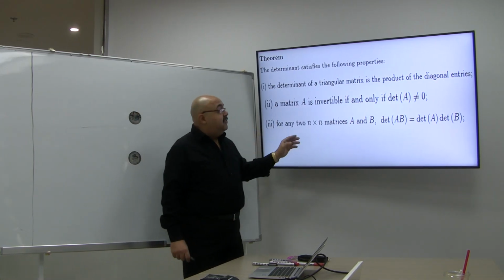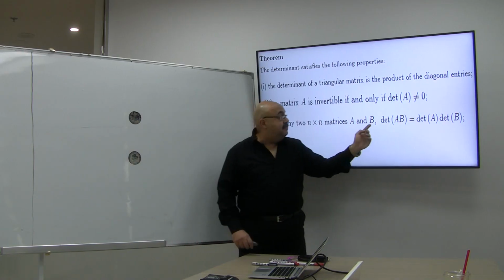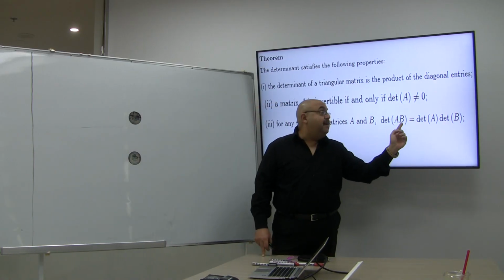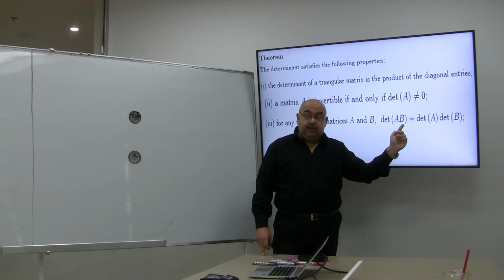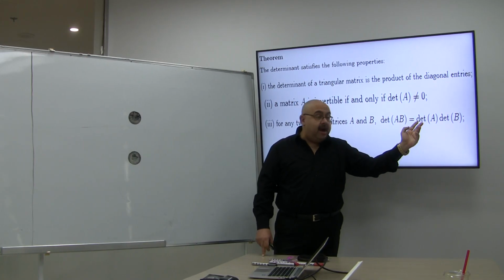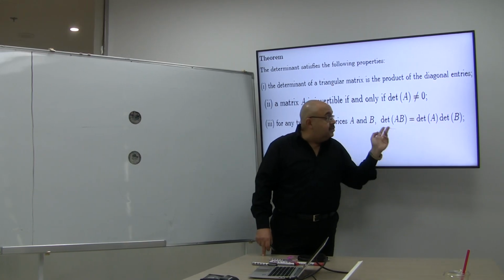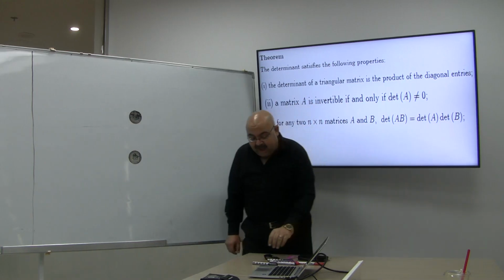Remark that if I want to get the determinant of matrix A times matrix B, it's going to equal the determinant of A times the determinant of B. This is really a very important property.